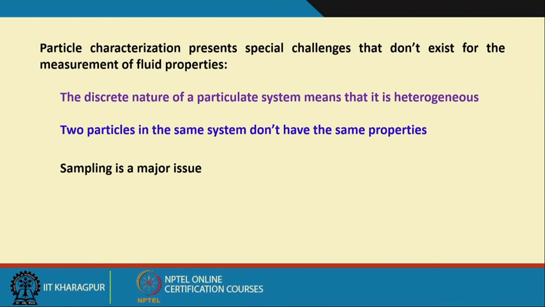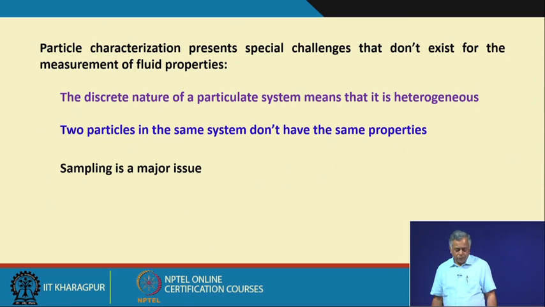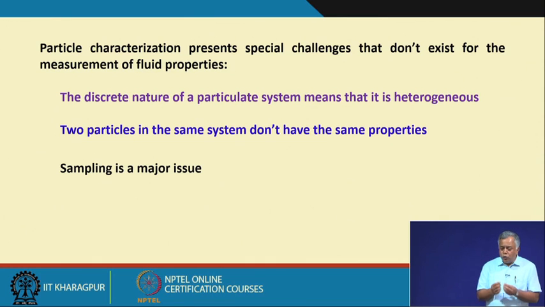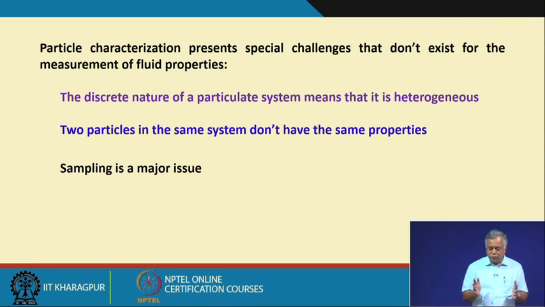Now, this particle characterization is also not a very easy subject. It presents special challenges that do not exist for the measurement of fluid properties. Why? If you look at the discrete nature of a particulate system, it means it is heterogeneous. What does it mean? Two particles collected from the same system will not have identical properties.